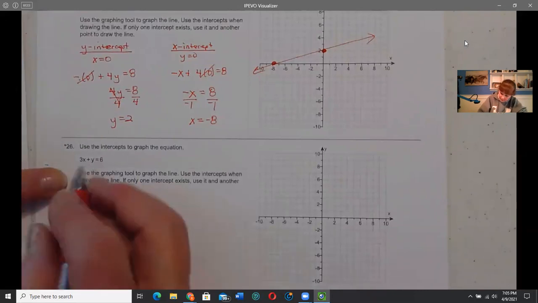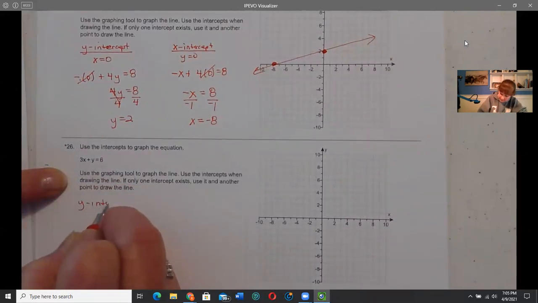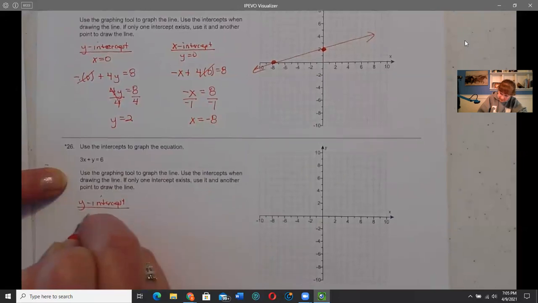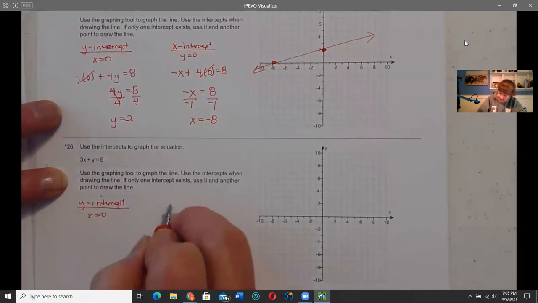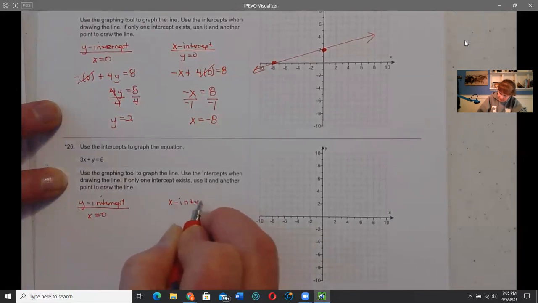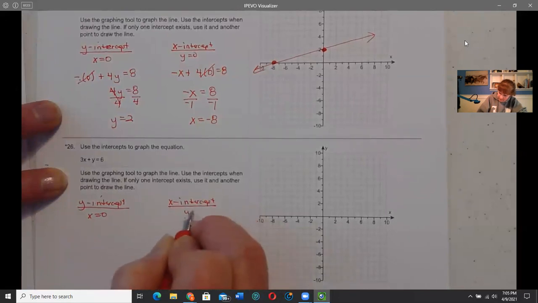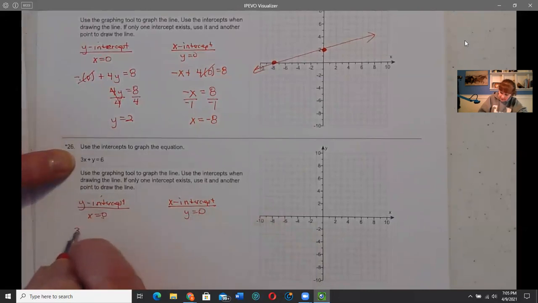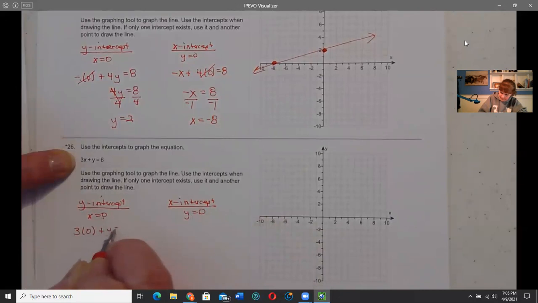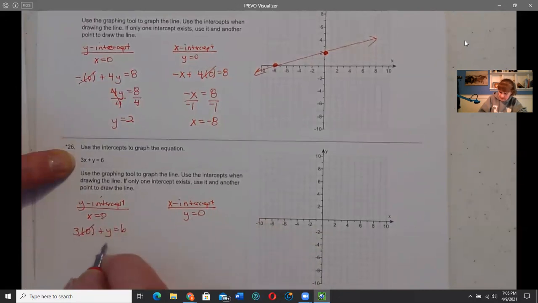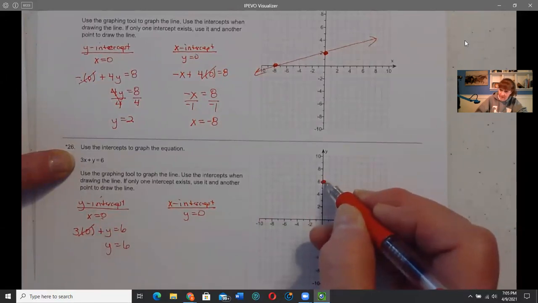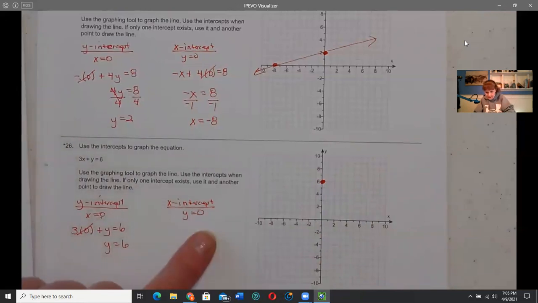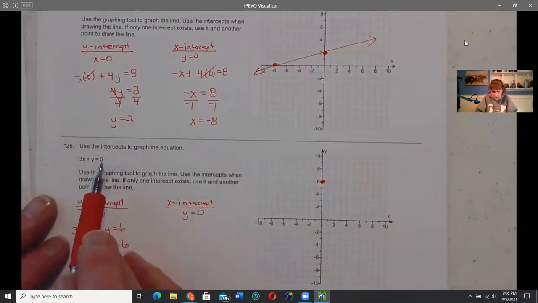Right, here we go. Y-intercept. We make the X equal to 0, and then the X-intercept, we'll make the Y 0. All right, so y-intercept, x is 0, x-intercept, the y is 0. Okay, so we have here the x is going to be 0, so we have 3 times 0. It's gone. Now it's easy to solve. Y equals 6. There's our point, 6.